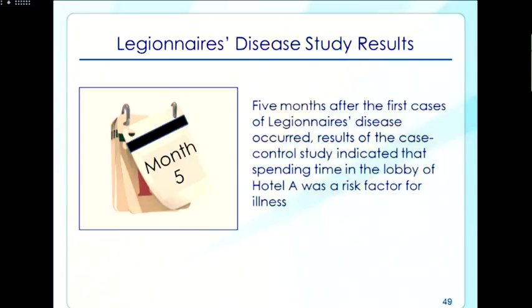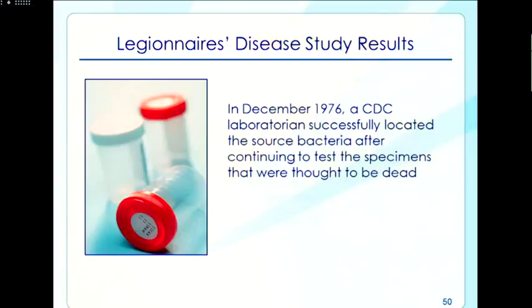Although the investigation suggested that exposure in the outbreak apparently occurred over several days, investigation results were initially unclear. Researchers were unable to locate the bacteria that caused Legionnaires' disease because of the historic difficulty of growing bacteria like these in laboratory conditions. 5 months after the outbreak, investigation of these cases of Legionnaires' disease finally indicated that spending time in the lobby of Hotel A was the risk factor for illness.